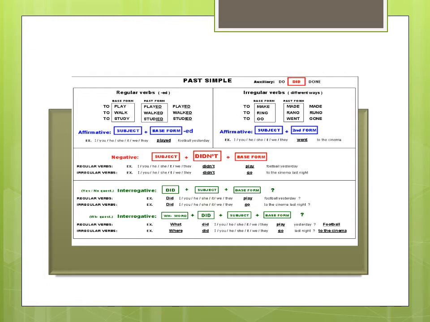You didn't go to the cinema last night. You didn't go, I will change go to the infinitive because this is the negative form with didn't.